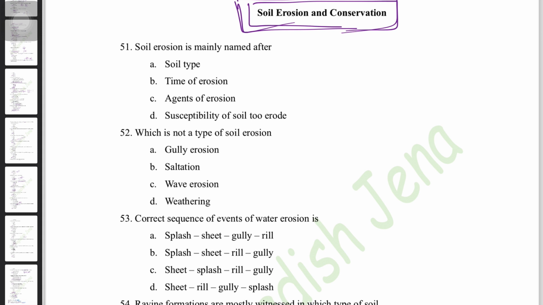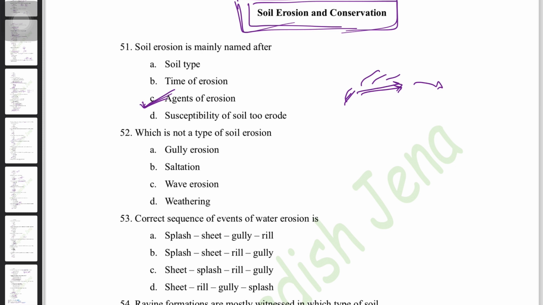erosion. So when we are saying water erosion, wind erosion, that is based on what? That is based on the agents that are eroding the soil. Agents that are carrying the soil from one place to another. Basically, what is soil erosion? Soil erosion is basically detaching the soil particle, transporting it, and depositing it. So based on the transporting agent, mainly the soil erosion is named.